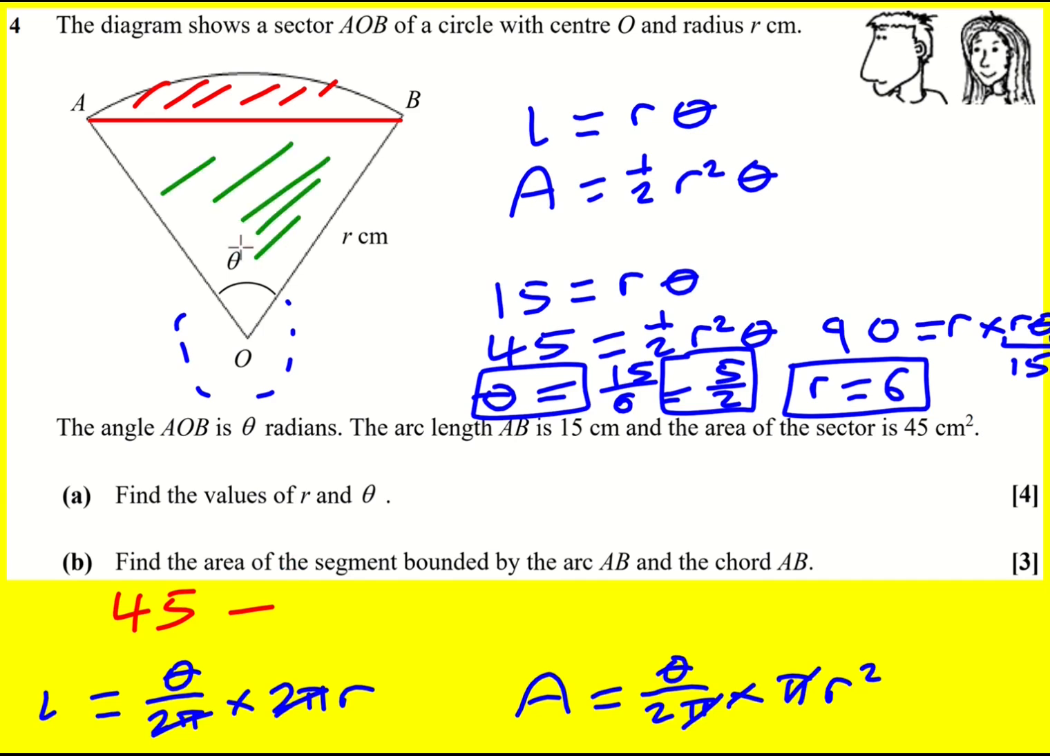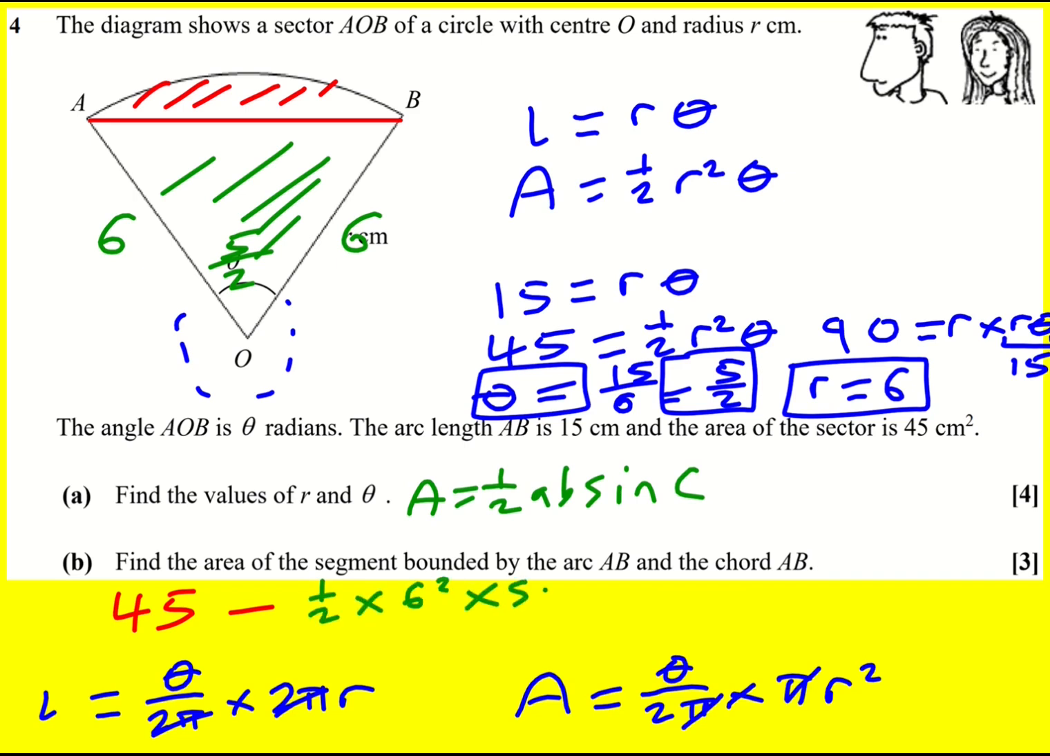Okay, now we know a lot about this triangle now, because r is 6. So this is going to be 6, and this is going to be 6. And then theta is 5 over 2. Okay, so I've got a triangle with two sides and the angle in between. I can use half AB sine C, the area of the triangle. So it's going to be a half times 6 squared times sine 5 over 2.